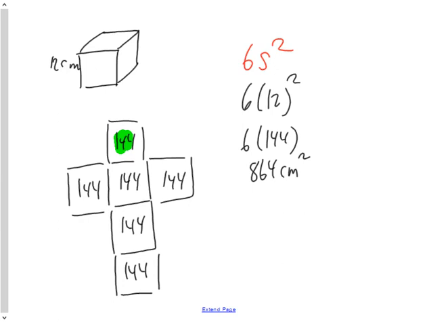It's the easiest of them all. It's the shortest of formulas. It's the shortest of simplifications, and it's the easiest of nets to draw. Everybody should not have any problem whatsoever with doing all of that work for a cube.